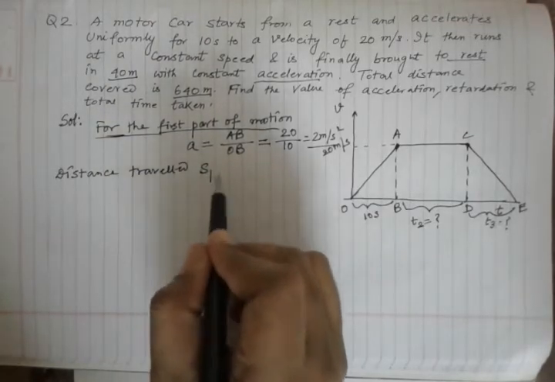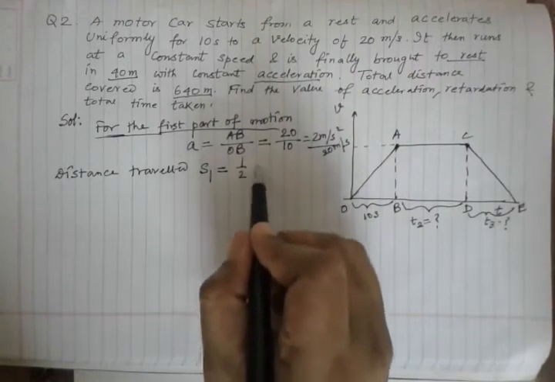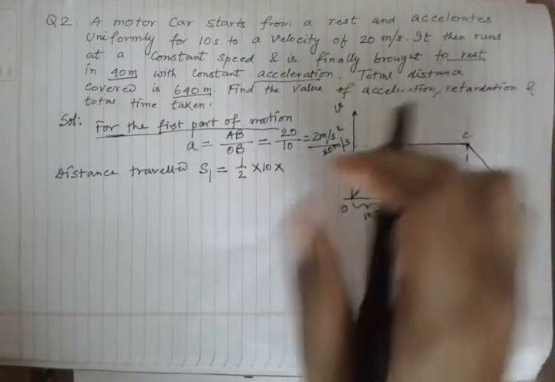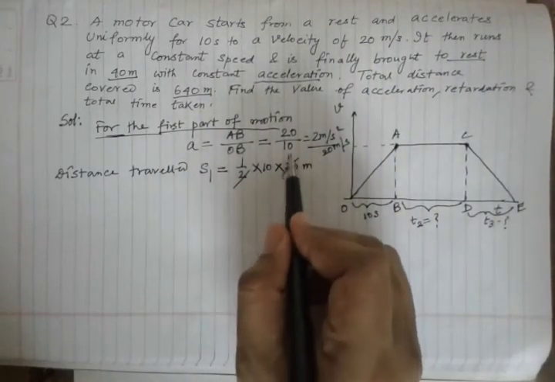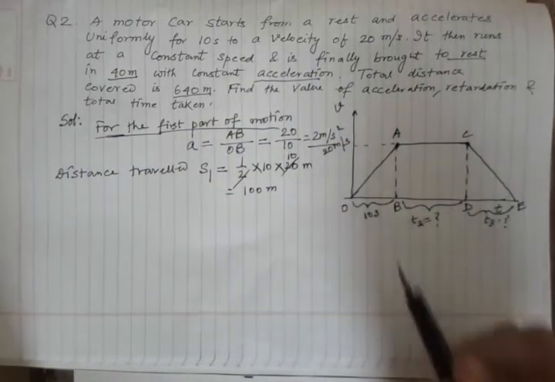We can write it S1. S1 is equal to the area of this portion. So half into base is 10, into height is 20 meter. So you'll get 100 meter. So this portion will become 100 meter.